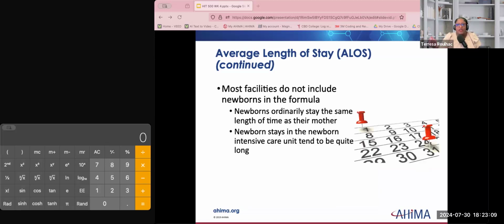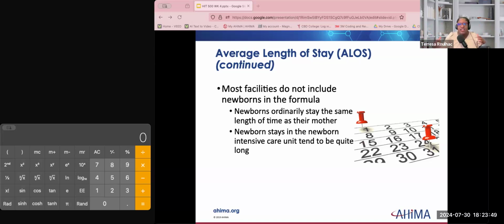Most hospitals don't include newborns in the average length of stay, believe it or not, in their calculations. And this is why they're kind of separate. The reason is newborns usually stay in the hospital for a short time, similar to the mother. However, if a newborn needs special care and goes to the NICU, then they're longer. So they're either going to be super short or super long, and that can really throw off the overall average length of stay. So just to keep things accurate, hospitals often analyze the average length of stay separately for newborns and mothers. Does that make sense?